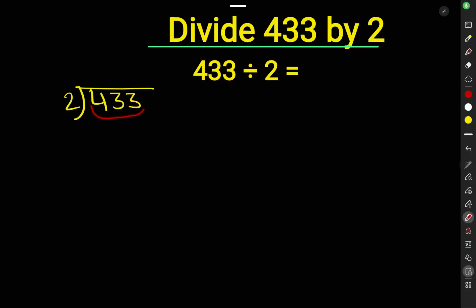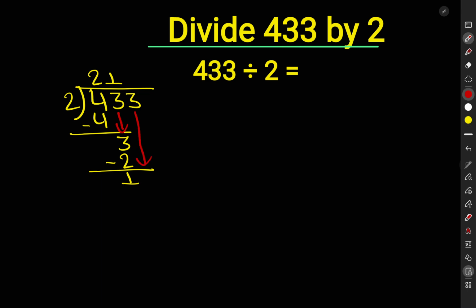Divide 433 by 2 in long division method. 2 times 2 is 4. On subtracting, it is 0. We put down this 3 and remove 0. 2 times 1 is 2. On subtracting, it is 1.